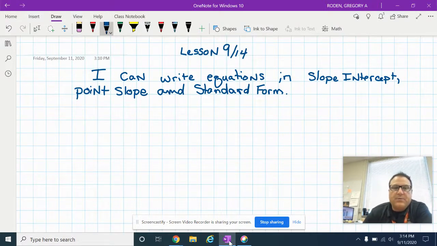All right. So this is our learning target for today. I'll just say LT for learning target. And our learning target is I can write equations in slope-intercept, point slope, and standard form. And so that's what we're going to focus on today. So let's go ahead and jump into the lesson and see how we can do this.